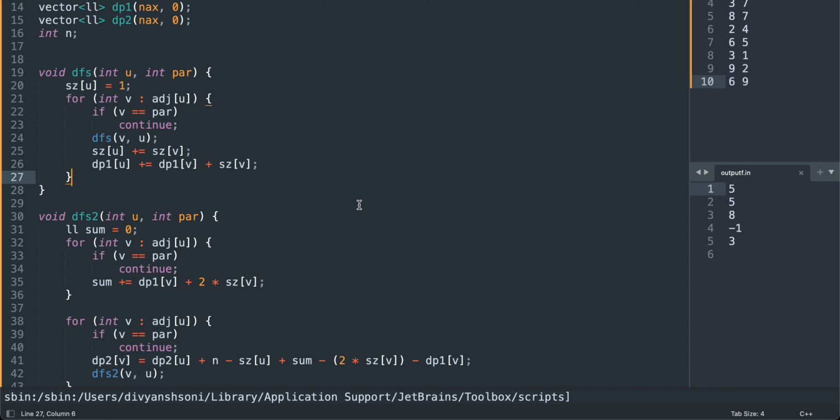There are three nodes, so everything has size 1, so its value will be 3. 1 plus 1 plus 1. Now what it will give is size of 4. Means these nodes have contributed 2 and it has contributed 1.